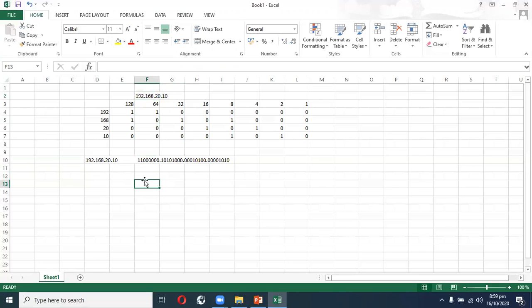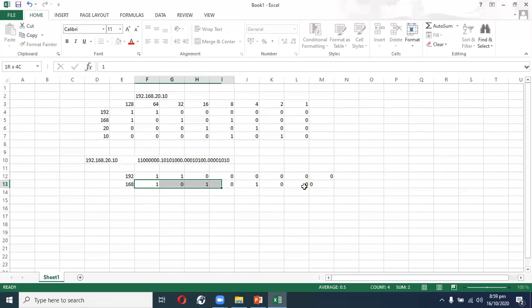Now you need to learn how to add two binary numbers together. Let's use 192. Let's say if we have to add two binary numbers together, it will be 1 1 0 0 0 0 0 0, 8 digits. 1 2 3 4 5 6 7 8. And let's take 168. 168 is 1 0 1 0 1 0 0 0. Now let's add these numbers.